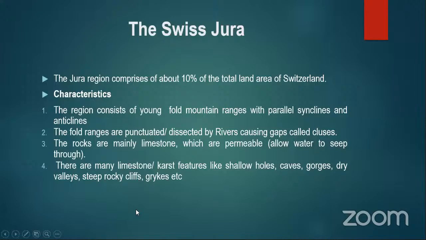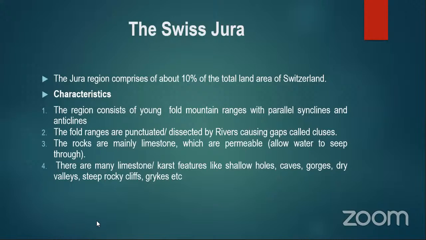When we talk about grikes, do you see that word? Yes, grikes, these are vertical cracks. They are formed by dissolving of limestone by water that divides an exposed limestone surface into sections or cliffs. So the rocks are mainly limestone and they form karst features.